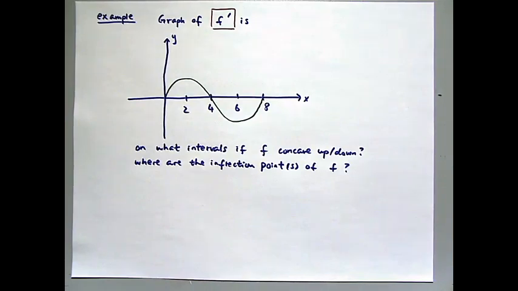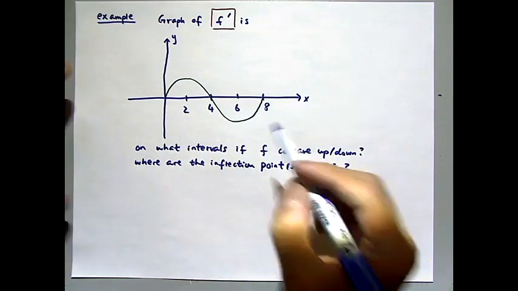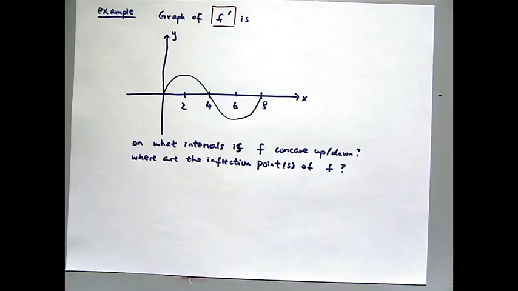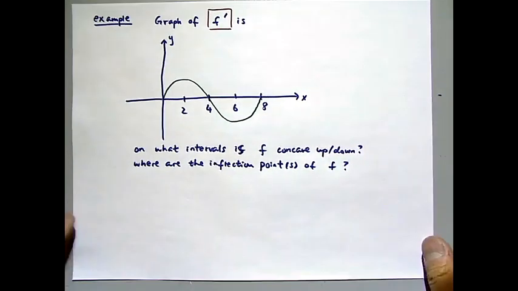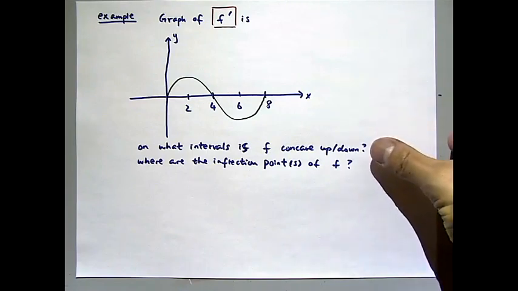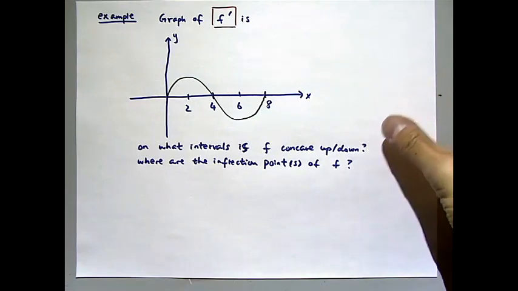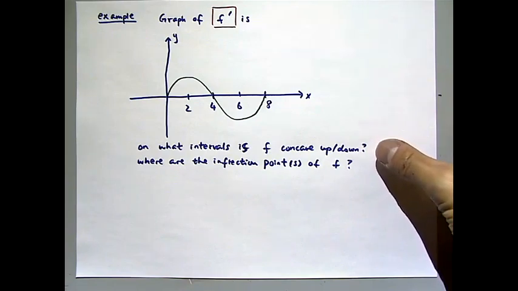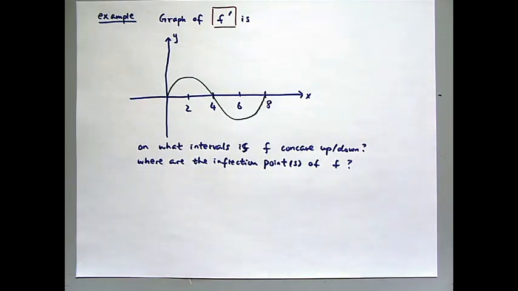We would like to know on what intervals the function f, the original function that gave us this derivative, which we don't have, is concave up or downward. But even just with the information here and what we saw on the last page, we should be able to determine those intervals. And if we know that, we also know where the inflection points are.